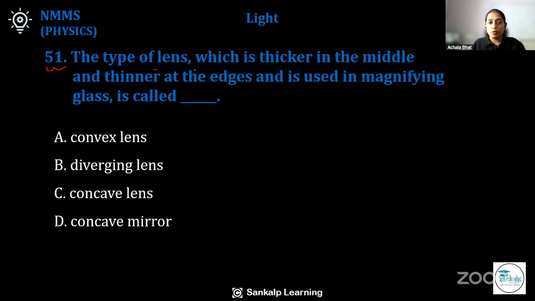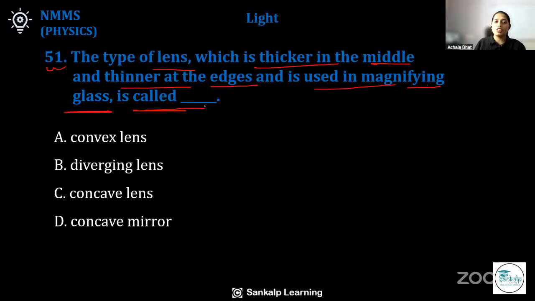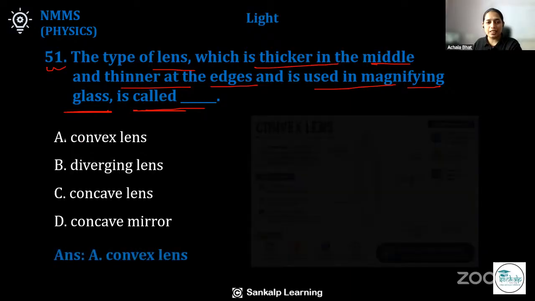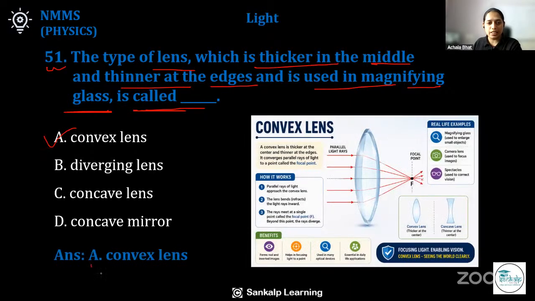The type of lens which is thicker in the middle and thinner at the edges and is used in magnifying glass is called dash. They are thicker in the middle and thinner at the edges. Yes, convex lens. It's the correct answer. Option A is correct, convex lens.